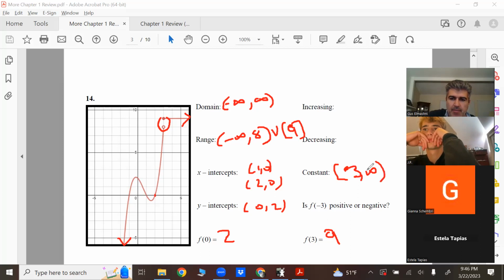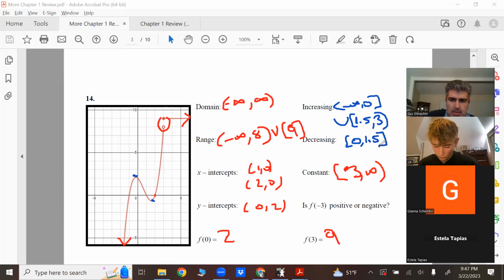Okay, I'm tired. It's increasing until you get to... This graph is off a little bit, but I'll make it clear on the test. Don't worry about it. But it's increasing from negative infinity to 0. And it starts increasing again. That's really crappy. Again, I'll make it very clear on the test. 1.5 to 3. But 3 is not included. And it's decreasing from 0 to 1.5. F of -3, of course, is negative, right, because -3 is like way down here somewhere. So, yep. Hopefully that makes sense.